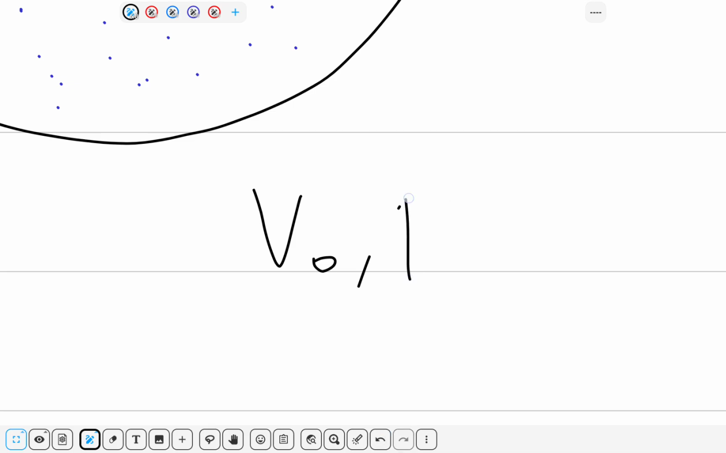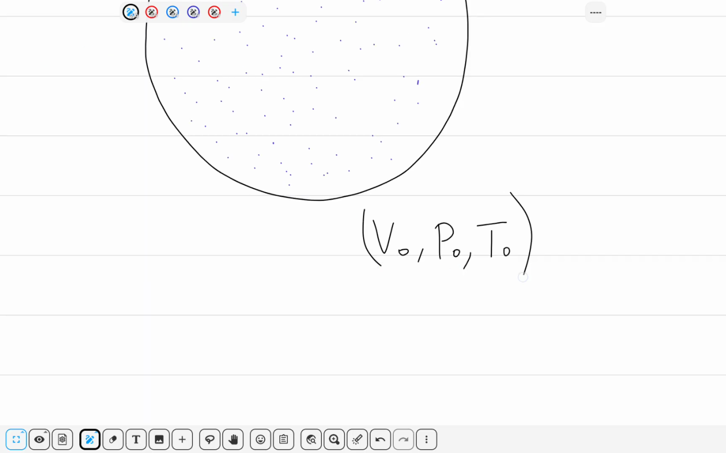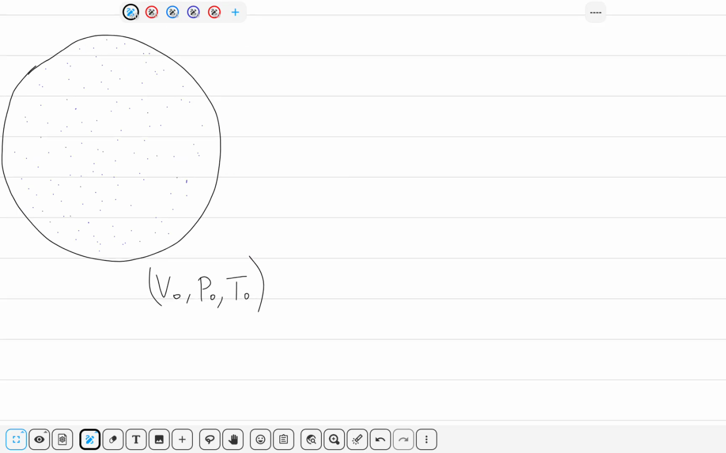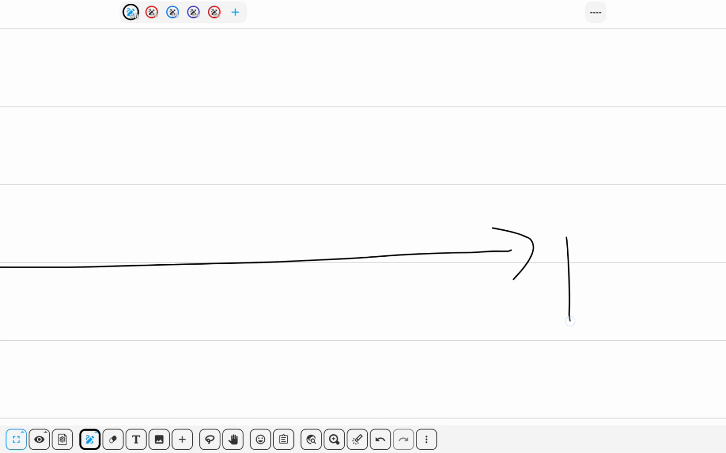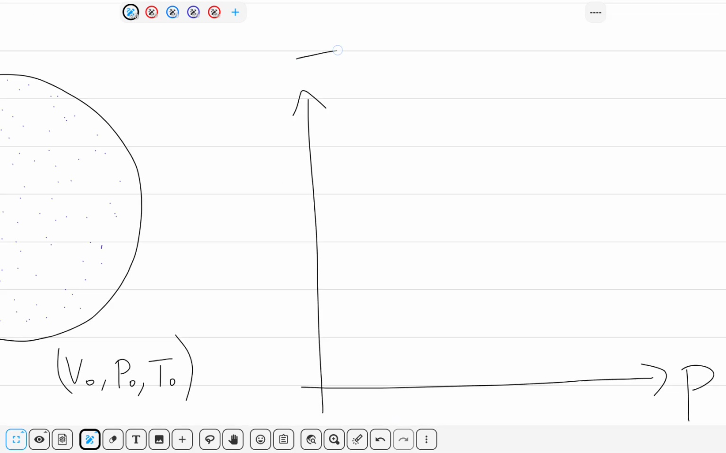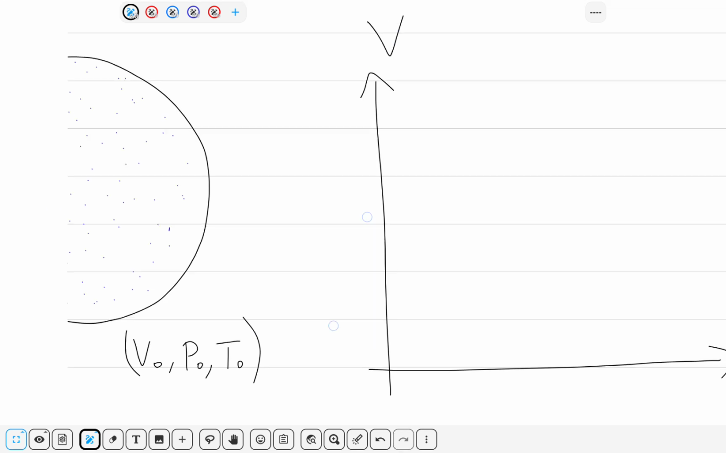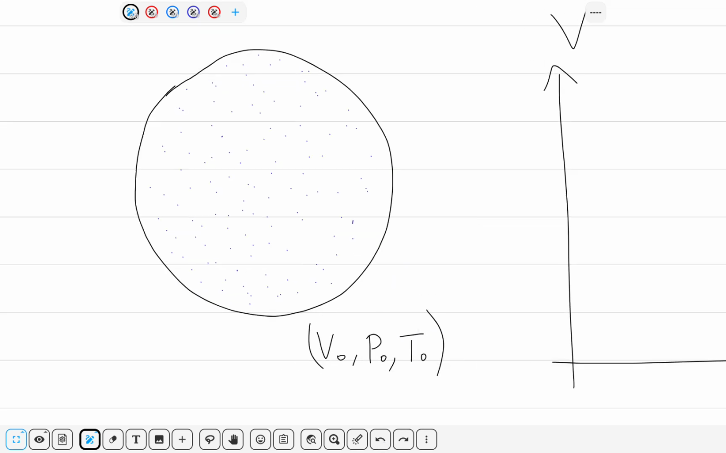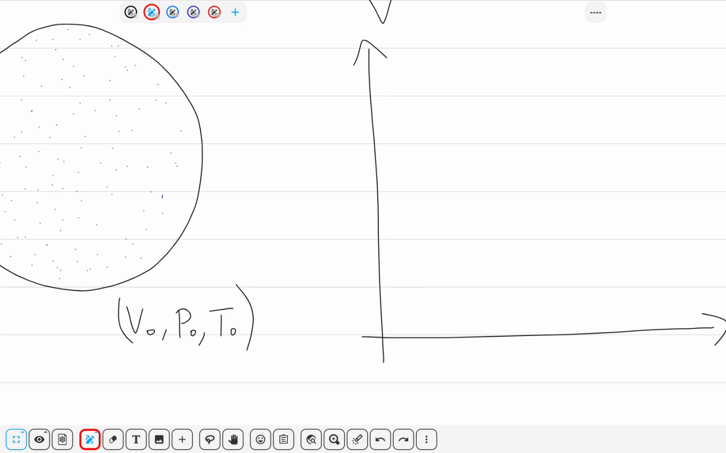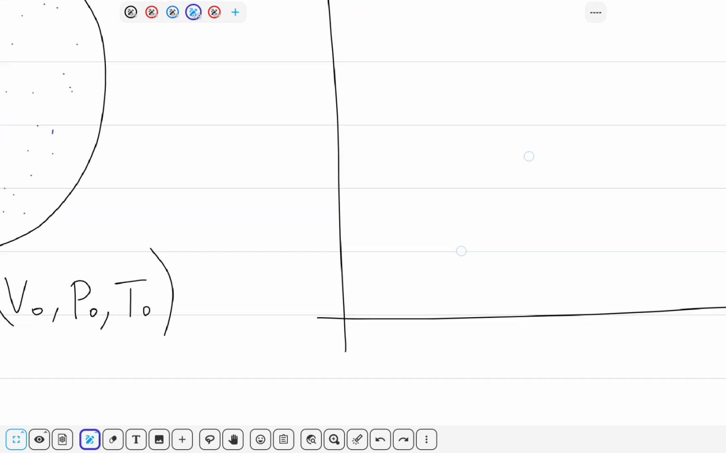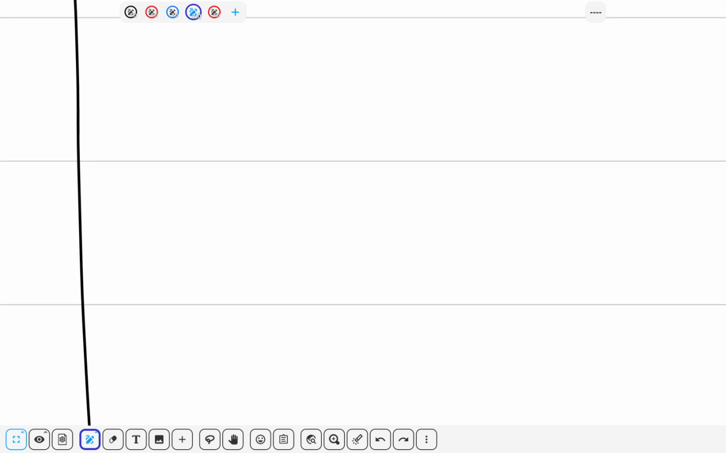Let me say pressure P naught, and some temperature T naught. What I will do now is plot this. I will tell what I am doing. Suppose that this is the pressure and this is the volume. I will measure all these things which I can measure. Of course, I can measure all three easily. There is no problem. So I will just put it here.